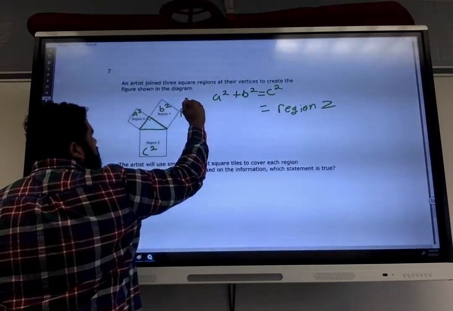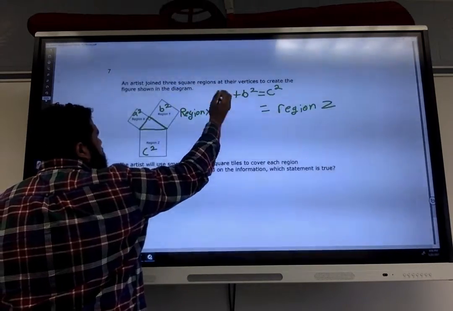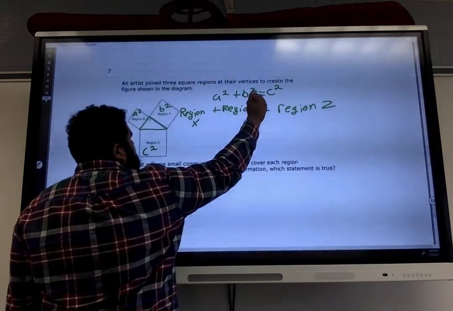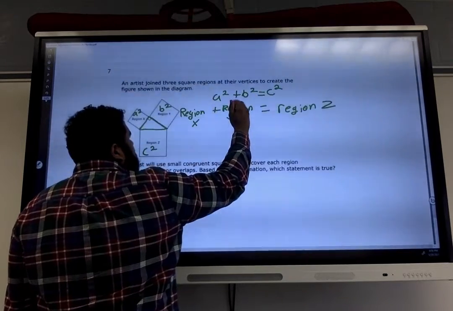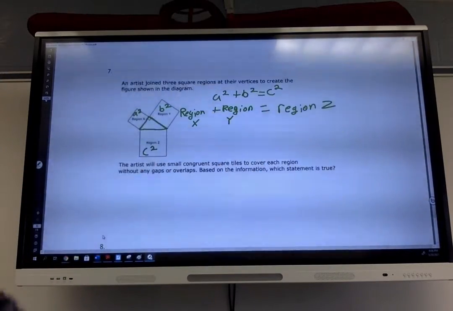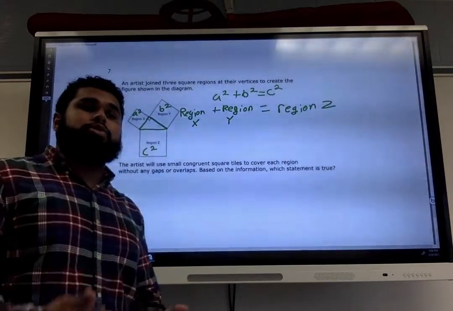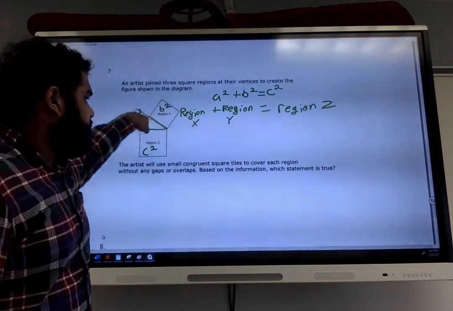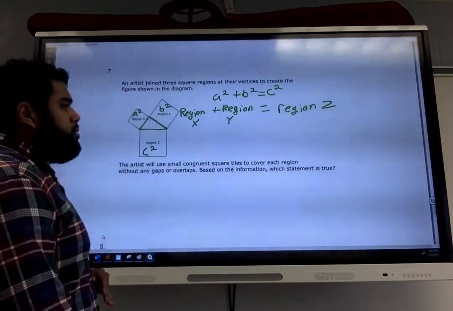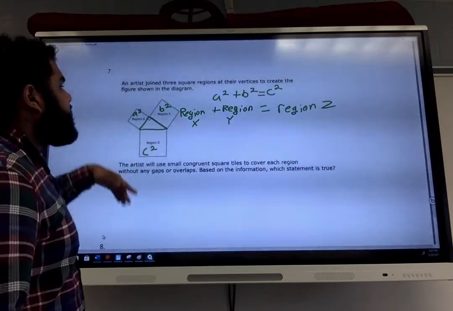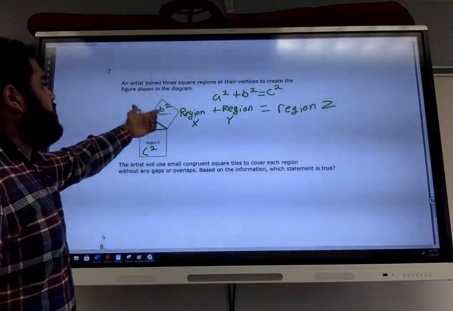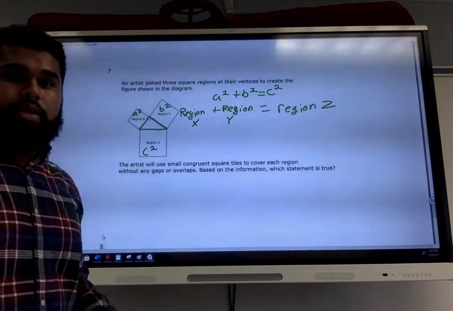So region X plus region Y equals region Z. That's what we are trying to get y'all to take away from this. A squared plus B squared equals C squared. That is the Pythagorean theorem. We have been using that this whole time. That still proves true here because look, region Z is the square of your hypotenuse, region X is the square of A, and region Y is the square of B. Okay?